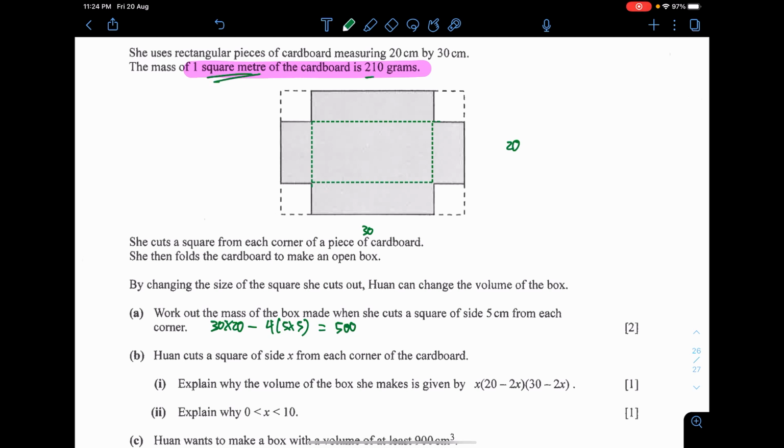And then the question asks you to find out the mass of the box. 1 square meter for 210 grams. This is actually centimeter square. You make it to meter, you got 0.05 meter square. So the ratio is 1 meter square for 210 grams. You want 0.05, so times by 0.05, you'll get 10.5 grams.